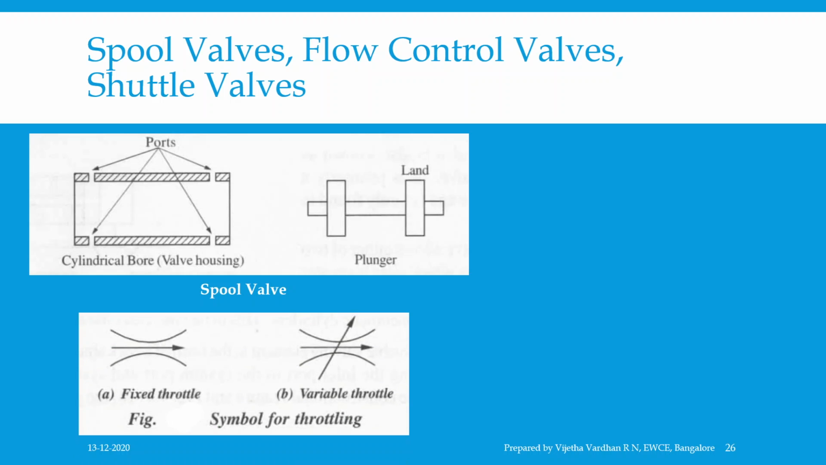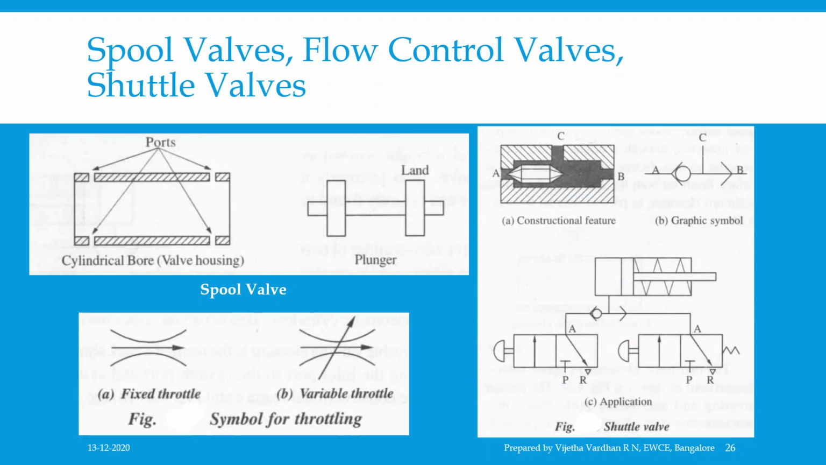Coming to flow control valves, the flow control valves are essentially throttling devices. Their geometry varies from that of a fixed orifice to adjustable needle valves or shaped grooves capable of providing progressive throttling. The symbols of fixed and variable throttle flow valves are shown in this figure. Their basic action may be combined with a second function such as non-return.